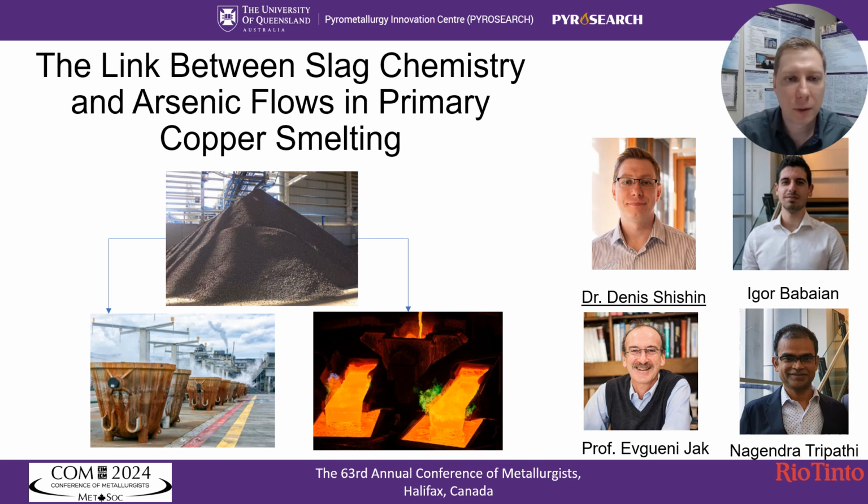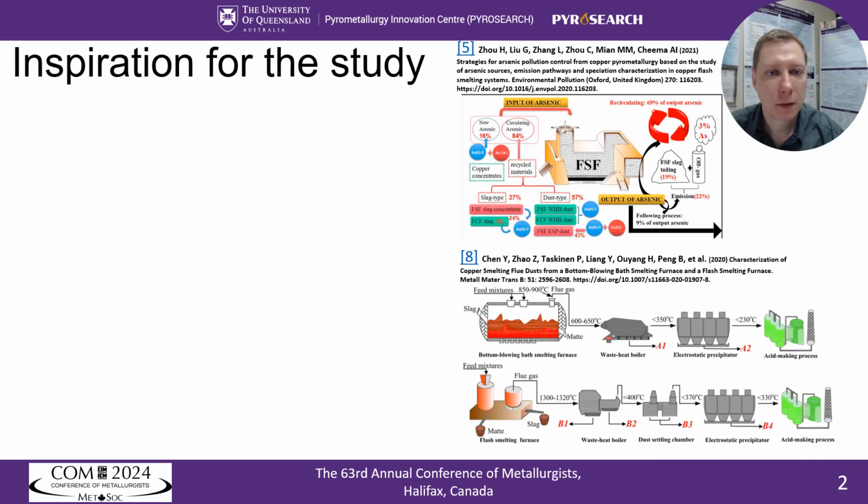The topic of the presentation is the link between slag chemistry and arsenic flows in primary copper smelting. Several recent publications inspired me for this talk. The first provides a detailed material balance for the flash smelting furnace, including the dust recirculation and slag concentrate recirculation for the operation in China.